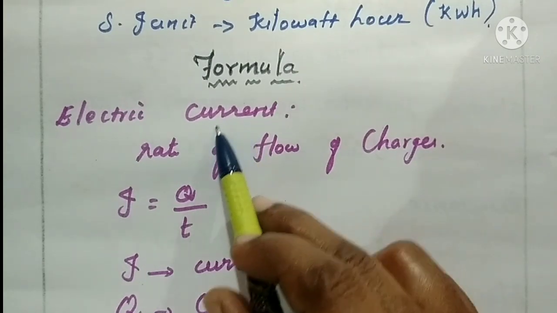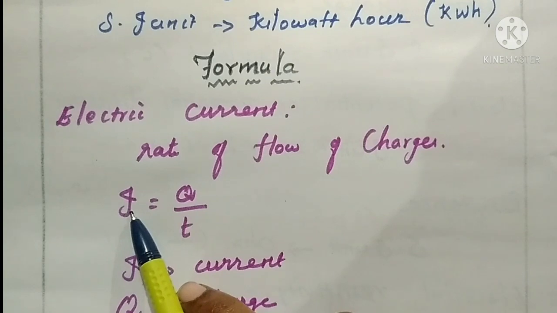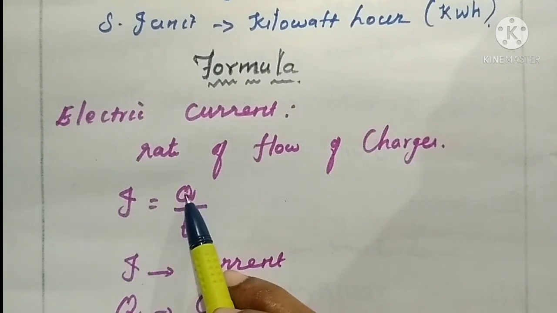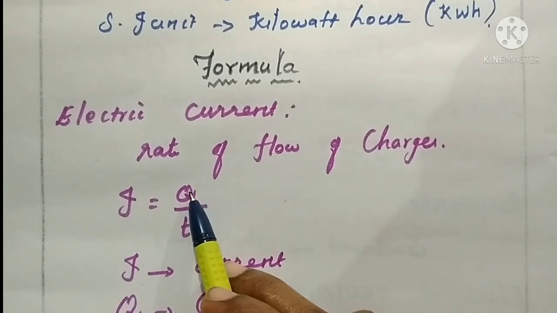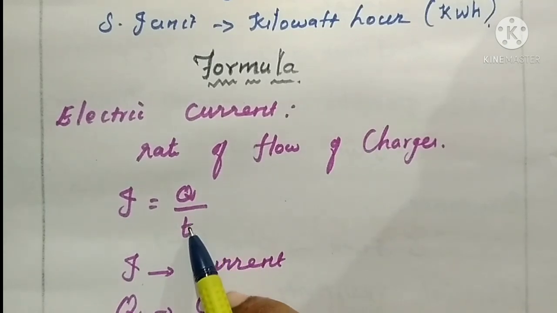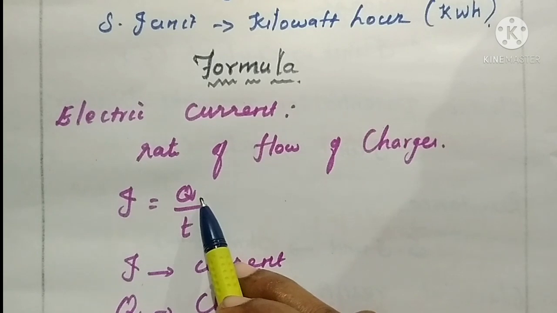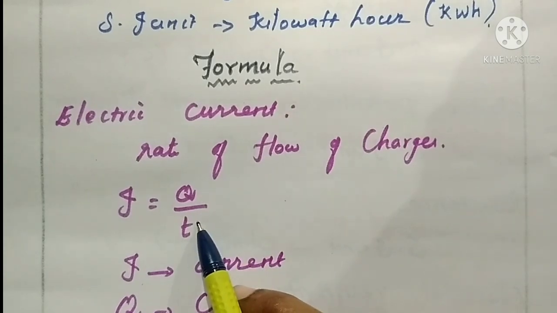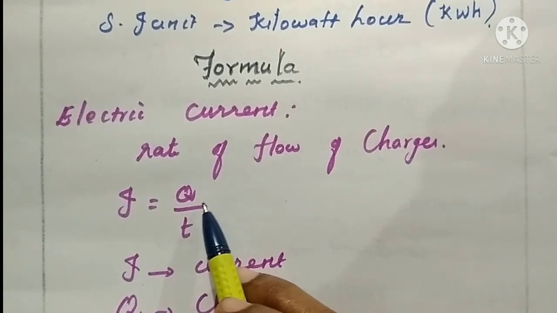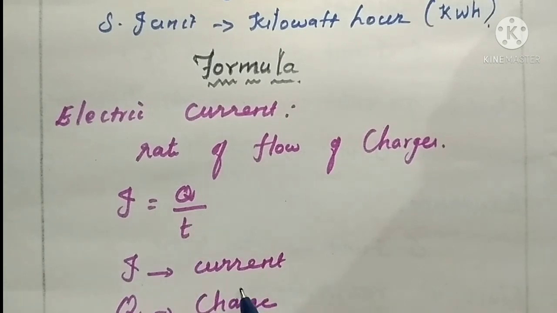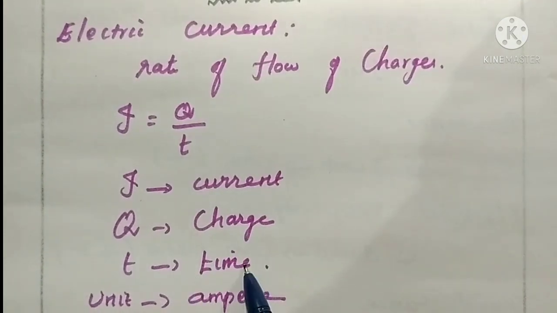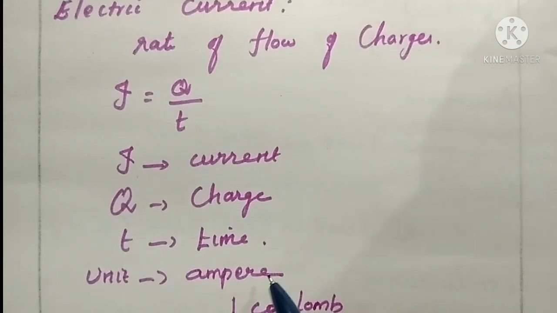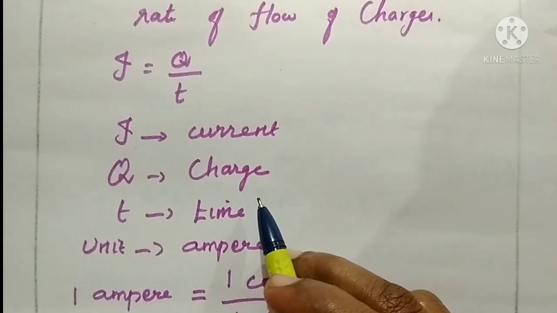This current can be represented by the letter I. I is the current and it is equal to Q by T. Q means charge, divided by time. So current I is equal to charge by time. Here I represents current, Q represents the charge and T represents the time. The unit of current is ampere.